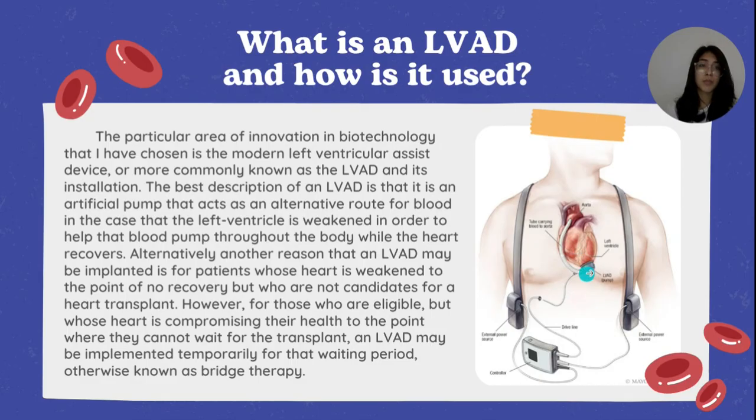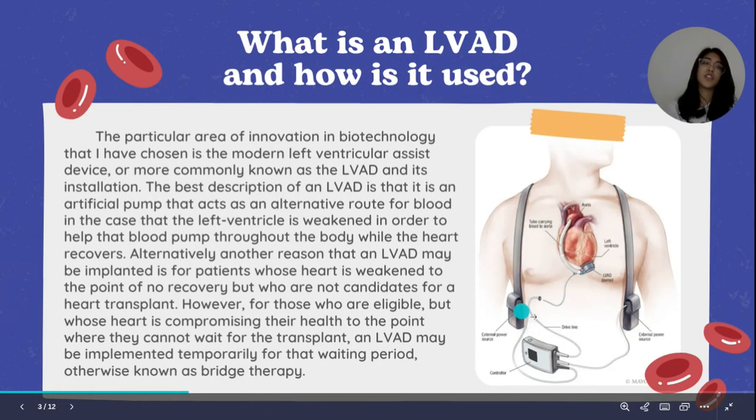Now this pump would then pump it out into this graft up to the aorta, where it can be spread throughout the rest of the body. This would also be powered by this drive line, which would come over here, exit the skin, into this controller, into these two battery packs.